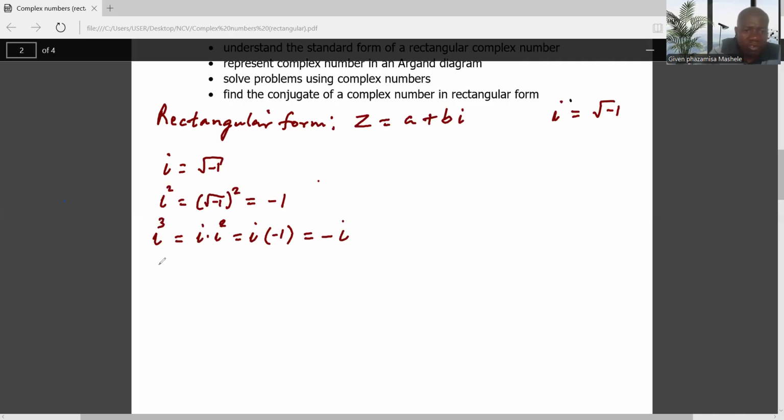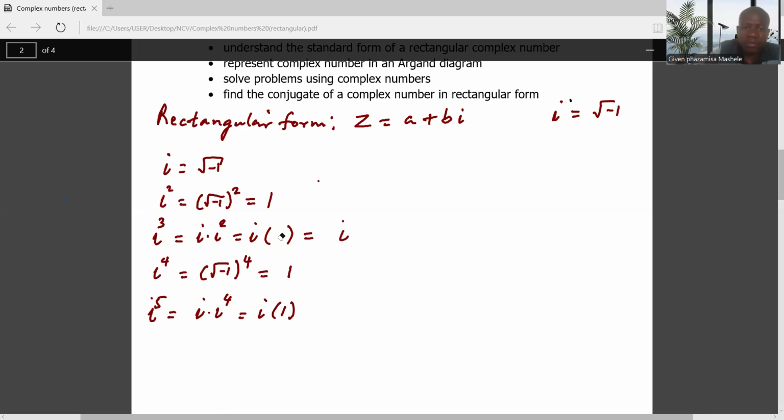How about i to the power 4? The i to the power 4 is the root of -1 to the power 4, which is the same as 1. I apologize, guys, the answer here is 1, not -1. But now, how about i to the power of 5? I to the power 5 is the same as i multiplied by i to the power 4, which is i times 1. I apologize here, guys. I think even here it should be 1.